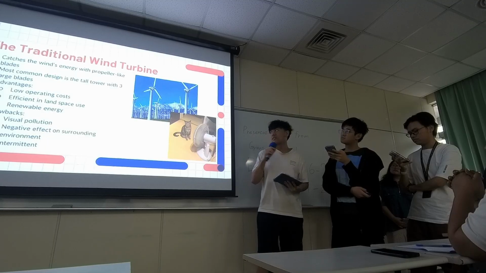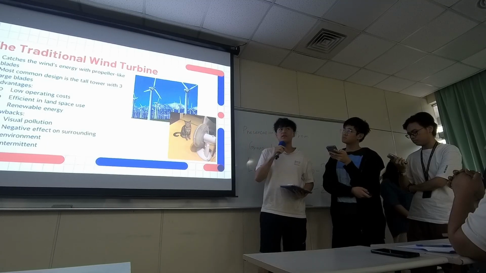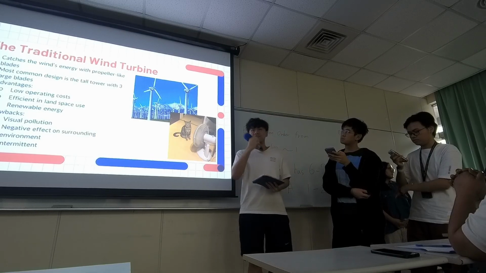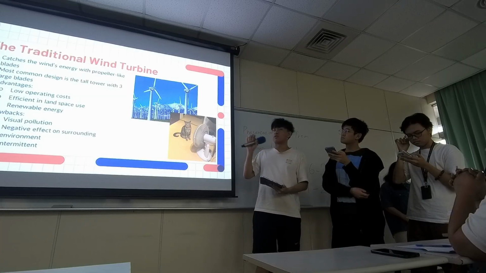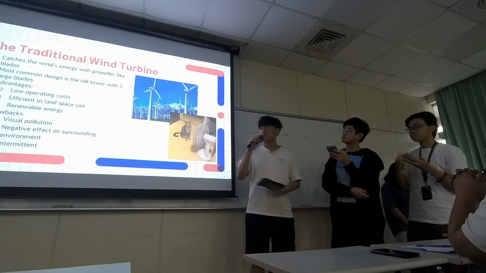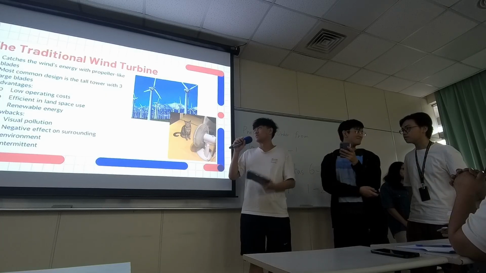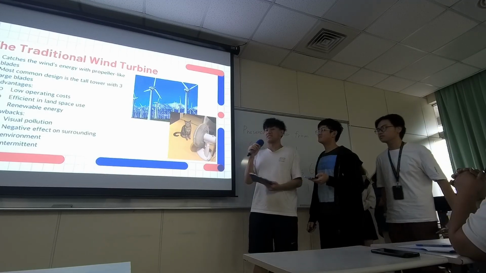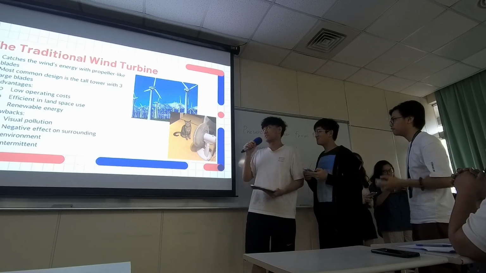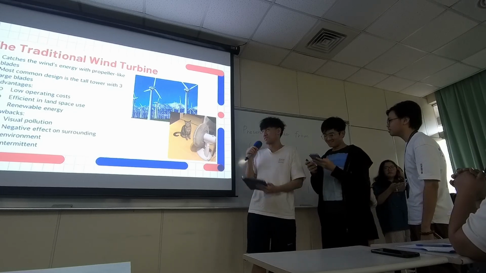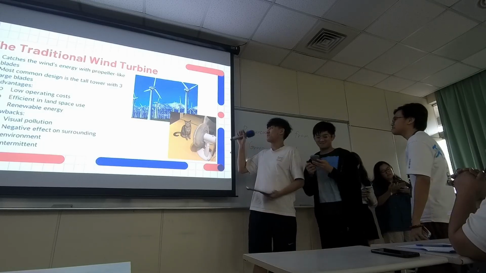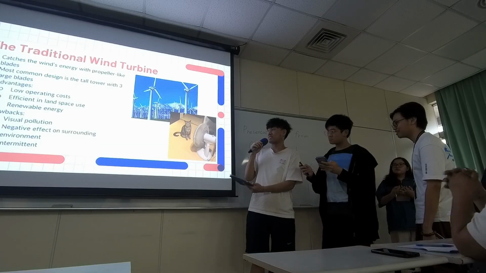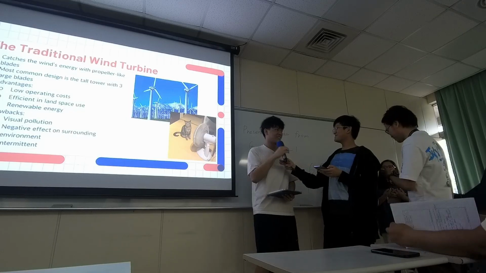There are a lot of advantages to this type of design, with it having low operation costs, because to operate these we don't need to do anything, since the wind is doing the work itself, turning the wind turbine. It is also efficient in land use, because it takes up a small amount of space, and it uses renewable energy. The drawbacks are visual pollution, because it covers a lot, negative effects on the surrounding environment, and it is also intermittent.